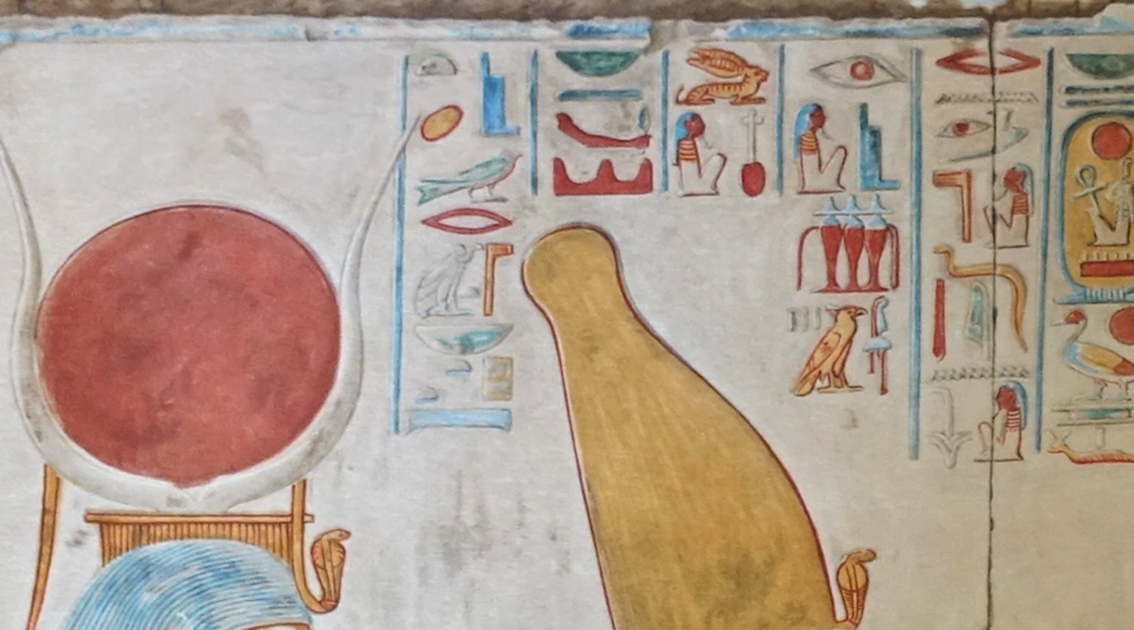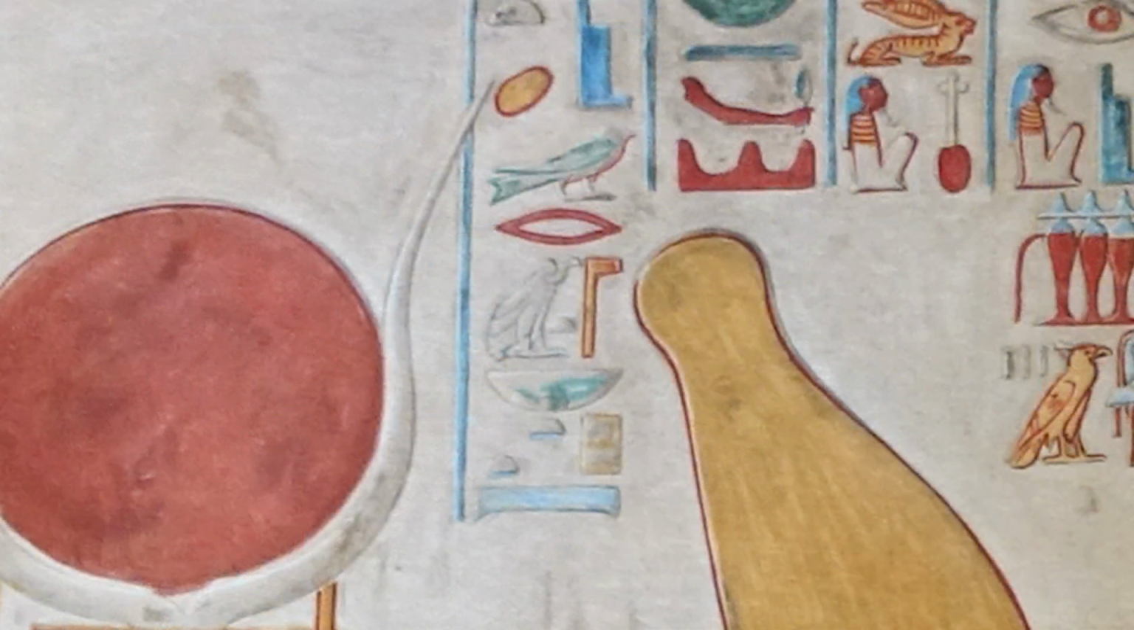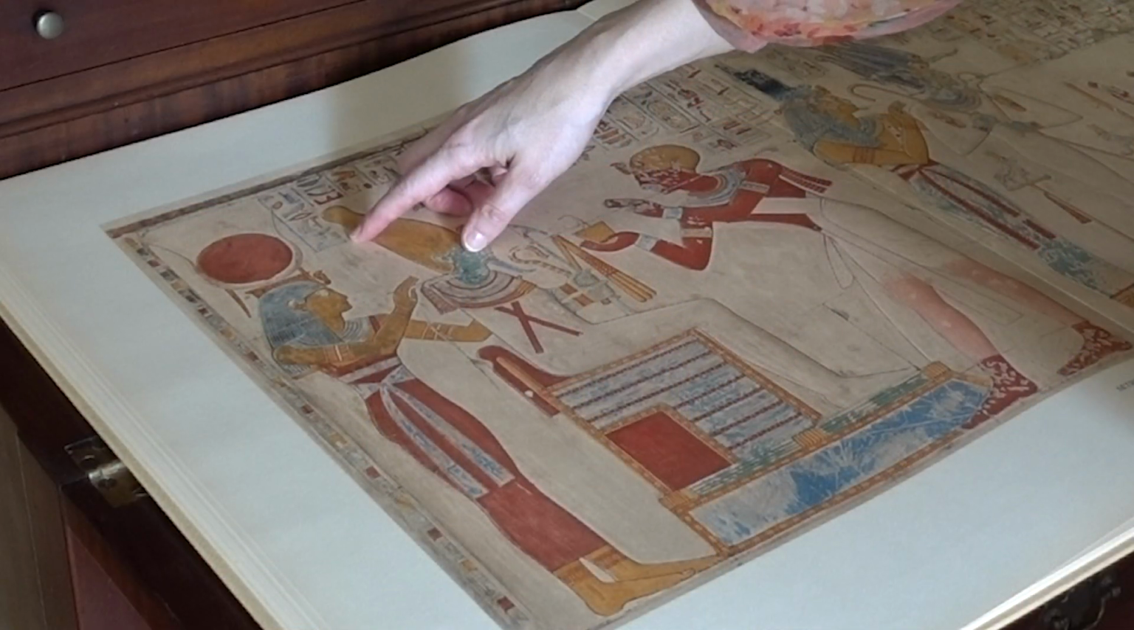Another biliteral, which is the bird, WR, followed by its phonetic complement. And then if we keep going, again, we see the stacking of signs for the word pet. So the P and the T reading across, and then the pet sign itself, which is used both as an ideogram and a determinative.